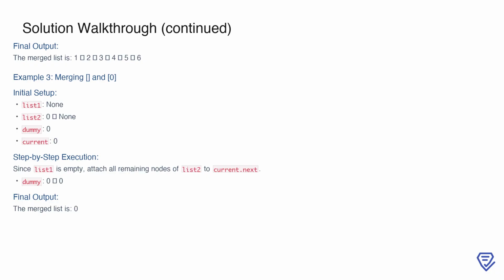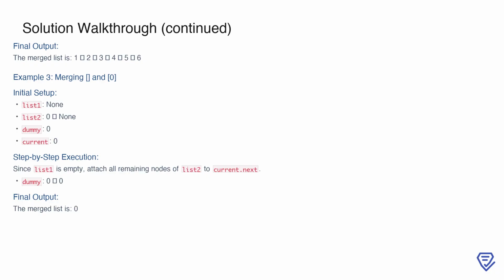Lastly, let's consider a simpler example where list 1 is empty, and list 2 contains just the value 0. Since list 1 is already exhausted, we directly attach all nodes from list 2 to current.next. This results in the merged list 0, 0. After removing the dummy node, the final merged list is simply 0. This completes the walkthrough of merging two sorted linked lists through different scenarios.